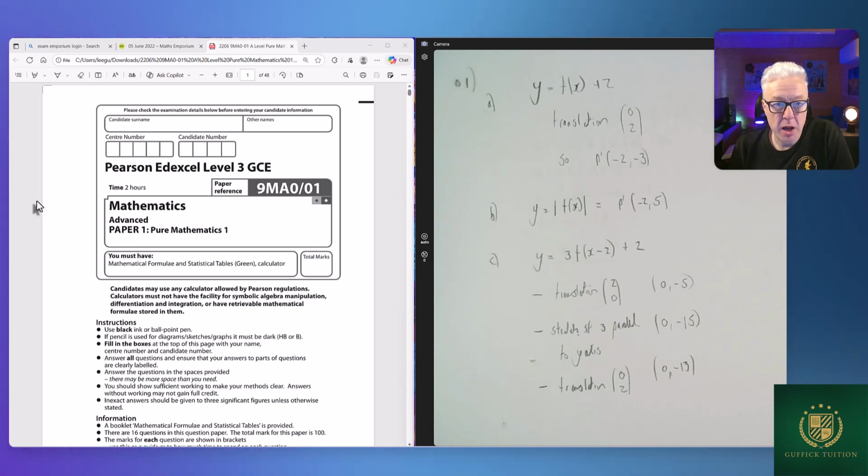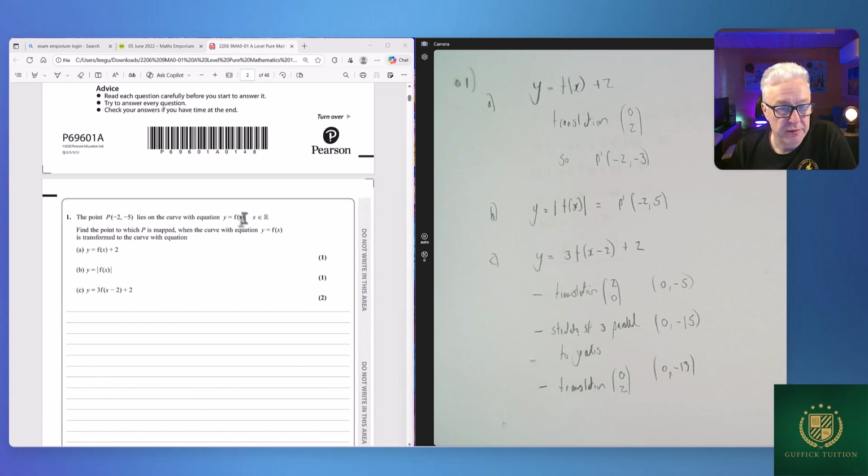Hello everyone, we're on paper 1 from 2022 now for Edexcel. So let's have a look at the first question.